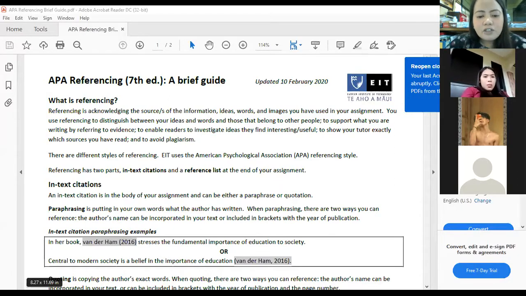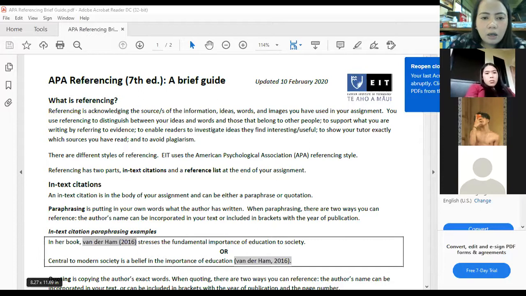Kung meron din siyang school or halimbawa department, kasi usually meron din yan siya, so you can include it. Tapos, publisher. Okay. And sa dati kasi, they ask for when you accessed the information, but I think sa 7th edition, they do not ask for it anymore. Okay?